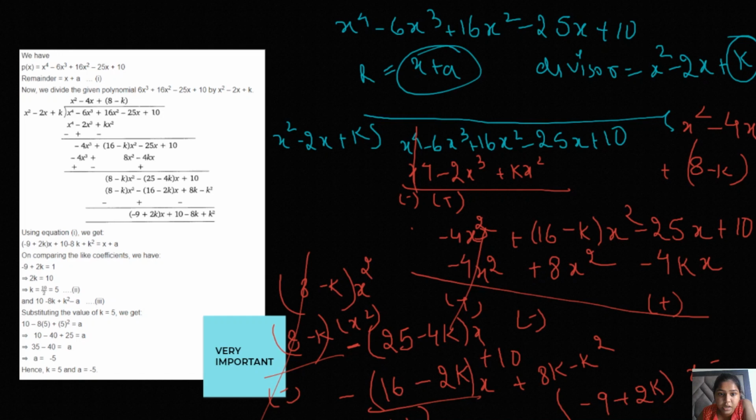So put this remainder equal to x plus a. On comparing the coefficients of x, you will be getting minus 9 plus 2k equals 1. So k will be found as 5. Okay, now put this value of k in the constant term, and you will be getting the value of a equals minus 5. I hope this question is clear to you people.